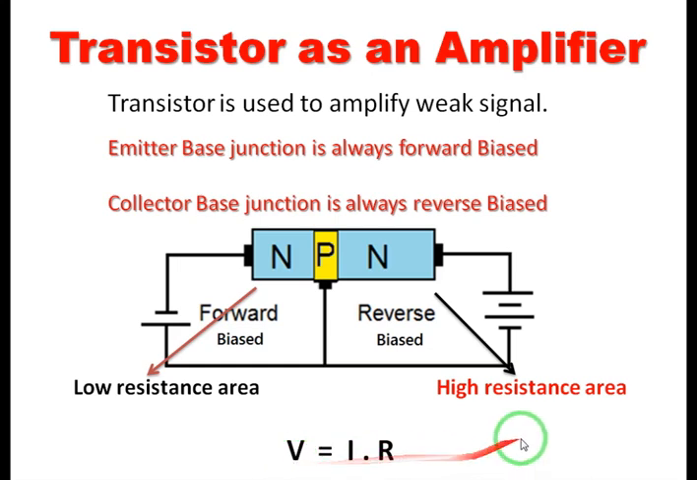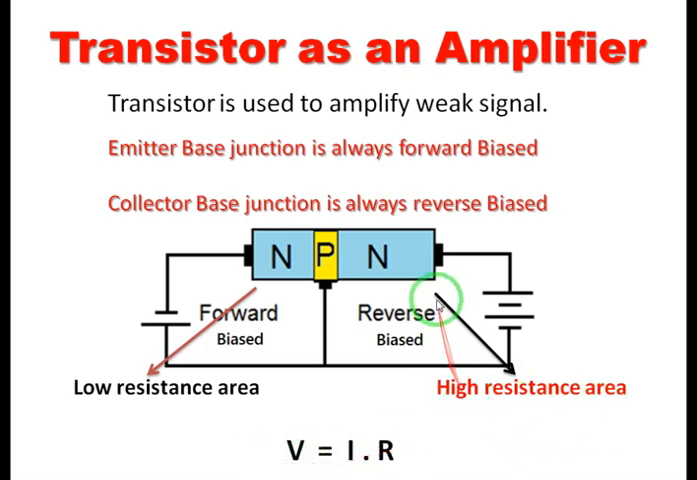So what we are doing, as you can see here, is having a high resistance area at the output and a low resistance area at the input. Why so? Because we want more and more carriers to travel from the input side to the output side. That's why the input resistance is low, but the output side resistance is high. Because if the resistance is high, according to Ohm's law, the voltage will be high.